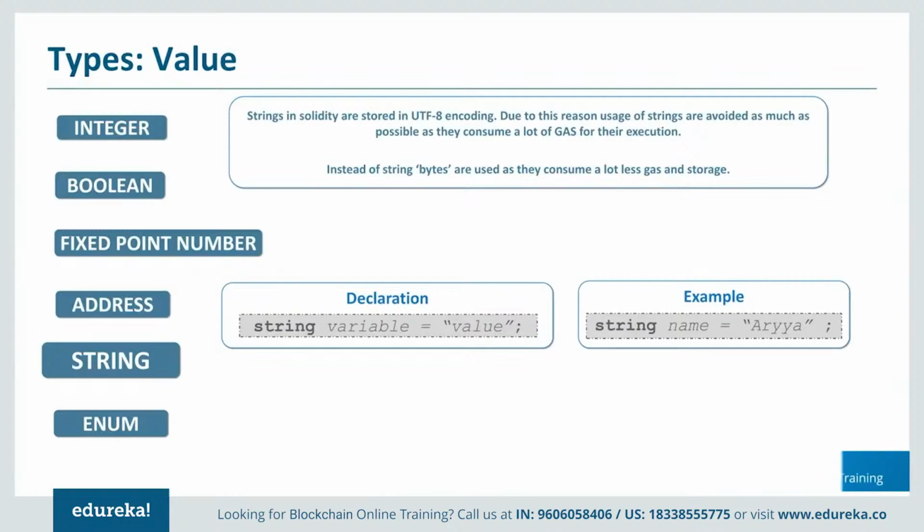But just in case you want to know how you can use strings, you can declare a string by going with the string keyword, then the variable name, and then the value. Now strings must be surrounded by double quotes or single quotes, it doesn't really matter. As you can see in the example here, I've defined my name with the string keyword, with the name of the variable being name, and my name Arya.